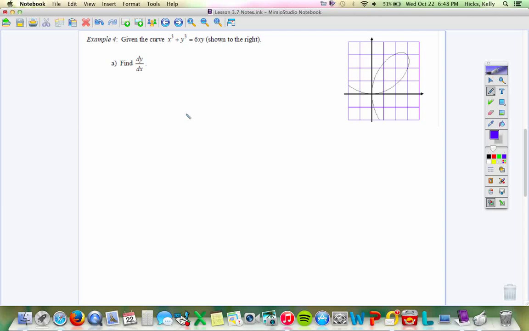Okay, first problem. X cubed plus y cubed equals 6xy, shown to the right. So clearly that is not a function. So we're told to find dy dx. All right, so I have to rewrite the equation.